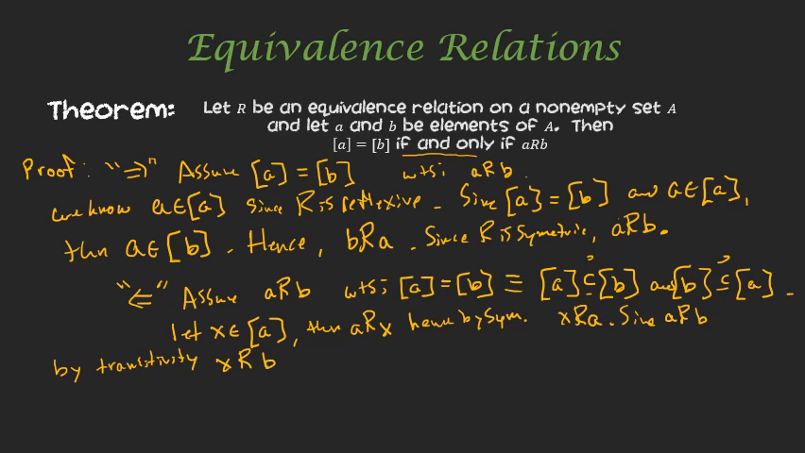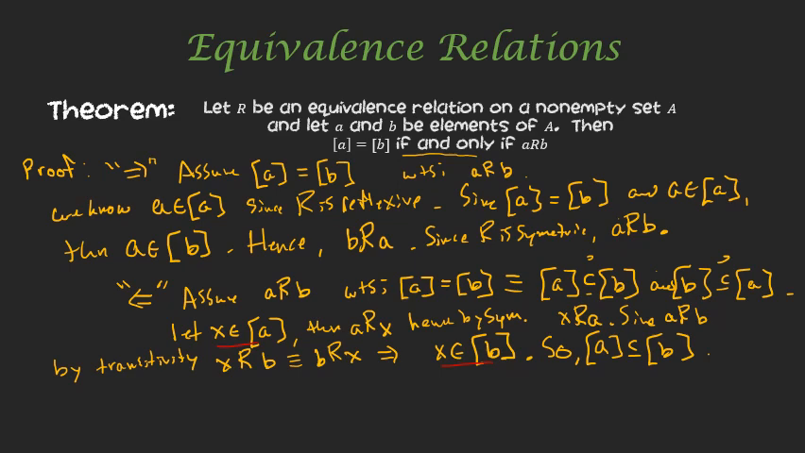And so that's the same thing as saying B is related to X since it's symmetric. Therefore, that implies that X is in the equivalence class containing B. So we started with an arbitrary element of the equivalence class containing A right here, and we showed that it also must be an element of the equivalence class containing B. So it follows that the equivalence class containing A is a subset of the equivalence class containing B.